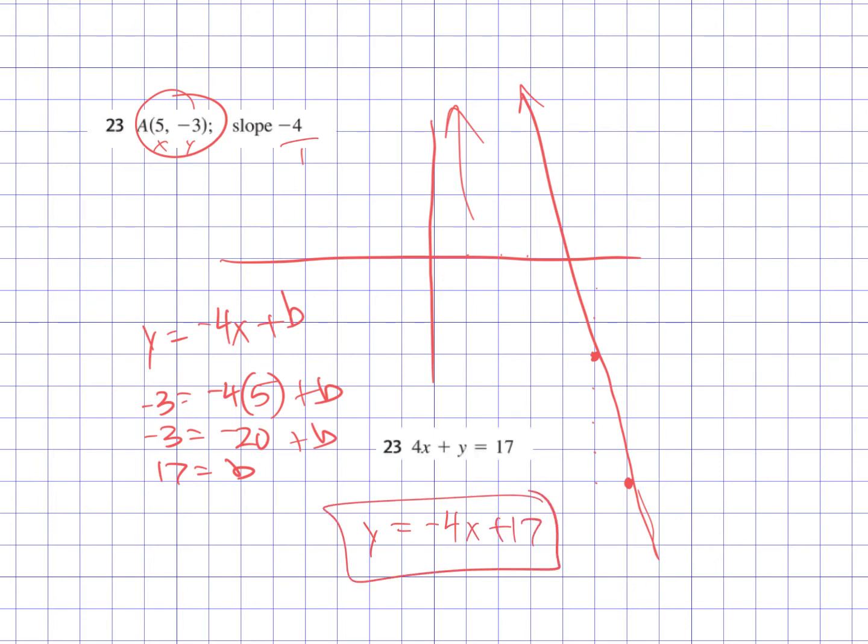And here they put it in standard form. So all I had to do is move the -4x to the left. Okay.